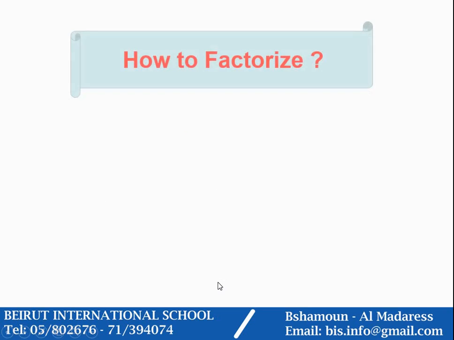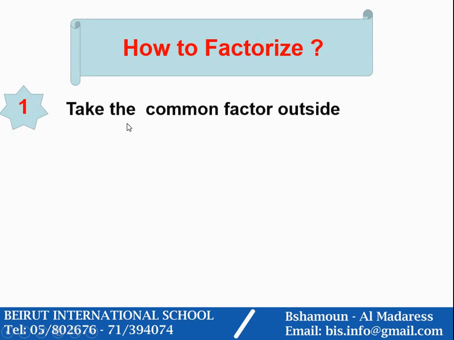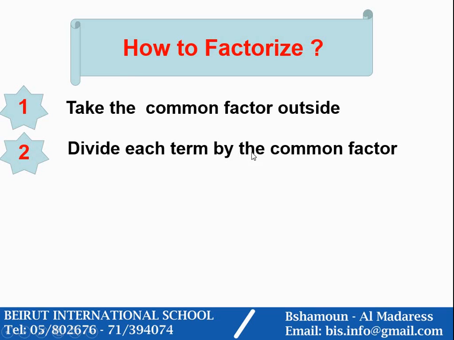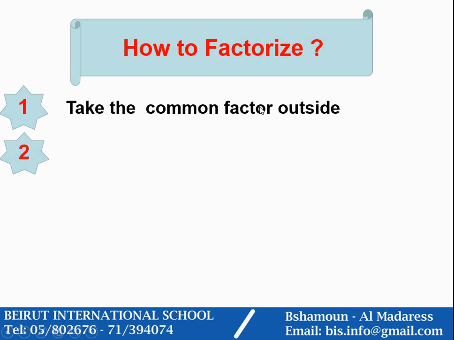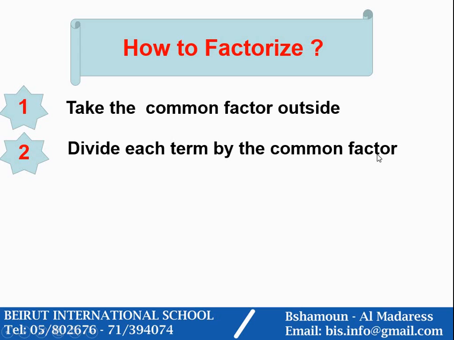But how to factorize? To factorize, first you should take the common factor outside. You search for the common factor. Once you find it, you take it outside. And then you divide each term by the common factor. So take care about these two steps. First, you take the common factor outside, and then you divide each term by the common factor.